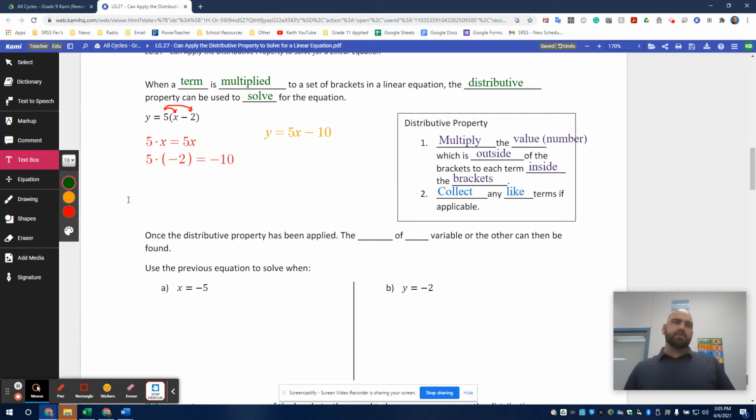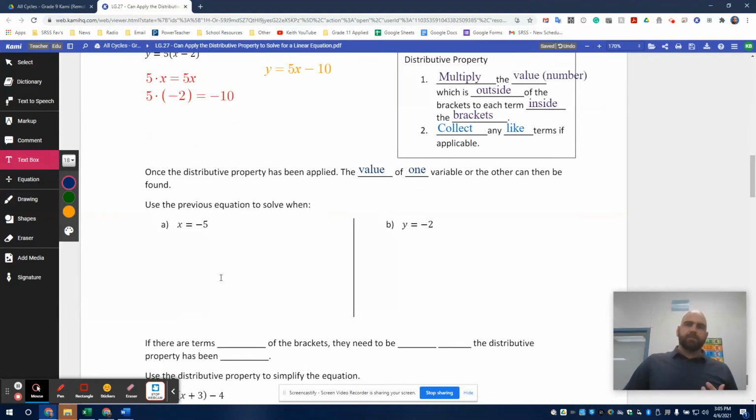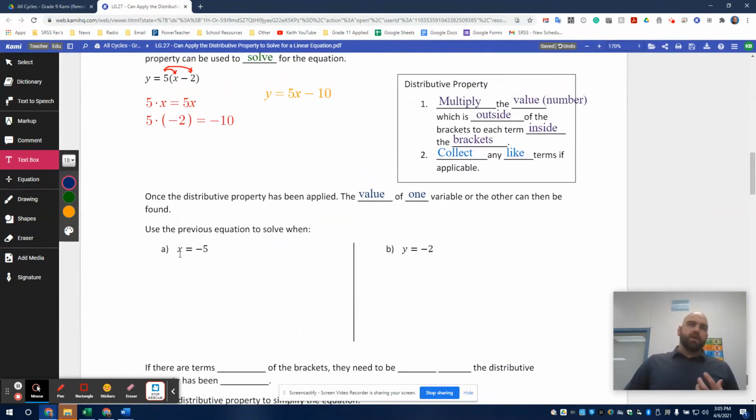Now, once the distributive property has been applied, so once we've done the multiplying like we did here, then the value of one variable or the other can be found. Okay? So once we've done this, then we can find the value of the other variable. Now, if we're given x like we are right here, okay, and so we're going to do a couple of these here. So we're going to use this previous equation. We're going to solve for when x equals negative 5.